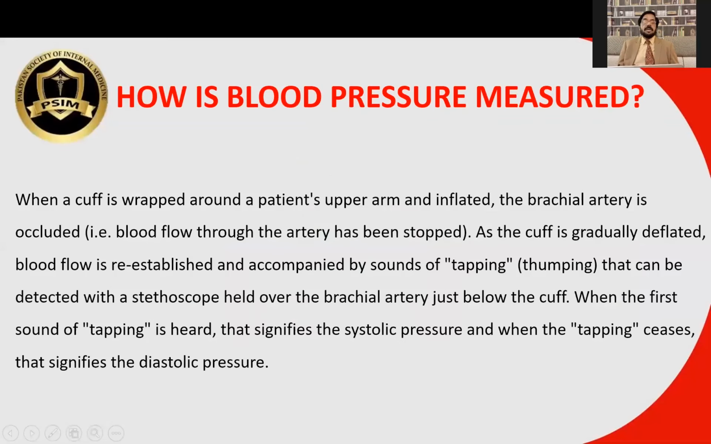Now, how is the blood pressure measured? When a cuff is wrapped around a patient's upper arm and inflated, the brachial artery is occluded. This is standard. I have talked about the antecubital fossa, but I'll also point out one important anatomical site as well: if you are unable to properly locate the antecubital fossa, sometimes it happens, then you can use the medial epicondyle of the lower end of the humerus.